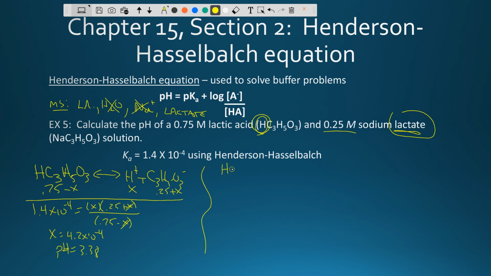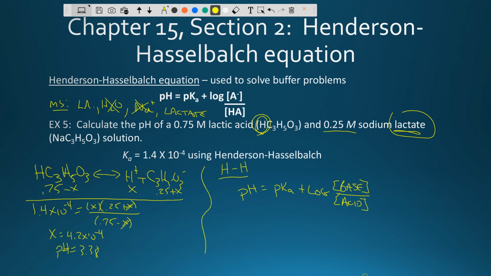Now let's use the Henderson-Hasselbalch method as the prompt says. And remember, if the AP board asks for this question, they'll ask for it specifically using this equation or this method. So go back to my equation. I see that the Henderson-Hasselbalch tells me that the pH is going to equal the pKa plus the log of the concentration of my base over the concentration of my acid.